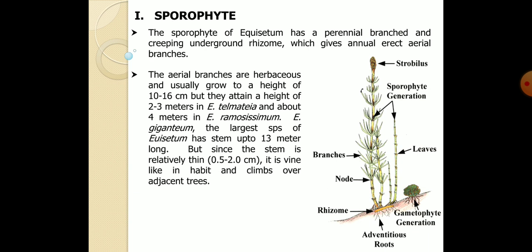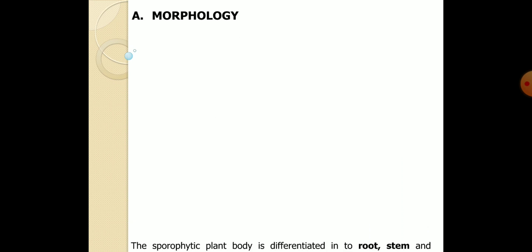Coming to the sporophyte structure of the Equisetum, they have a perennial creeping underground rhizome, and erect annual branches. The aerial branches are herbaceous in nature, usually 10 to 16 centimeters in height, and 2 to 3 meters in some species. The size varies with the species. In some species only 4 meters, and others vary. The diameter of the stem is a few millimeters to 2 centimeters.